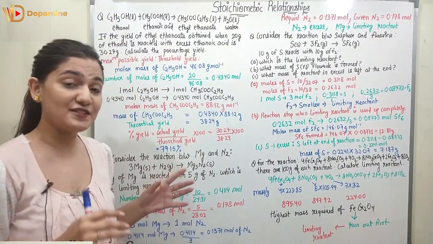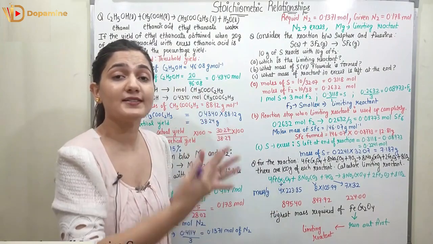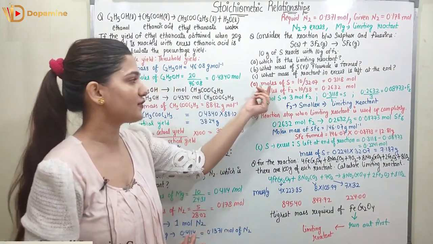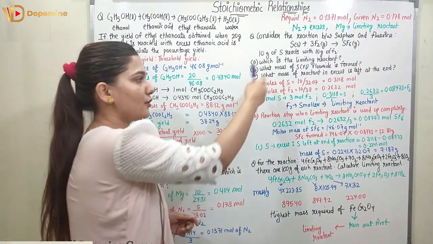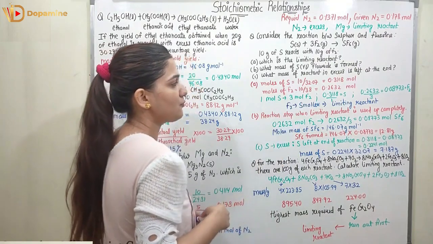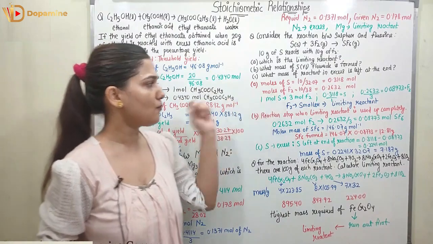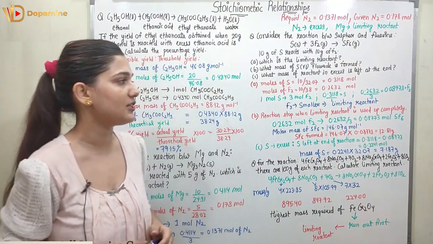left at the end. So first of all, we need to find out what is the limiting reactant, what is the mass of the product, and what is the excess amount of reactant that is left, right? So first of all, we will be finding out the moles of sulfur and the moles of fluorine. The given amount is 10 grams, so 10 divided by the molar mass of sulfur, which is 32.07, we will be getting 0.3118 mole. Moles of fluorine can also be calculated, 10 upon 38, which is 0.2632 moles.